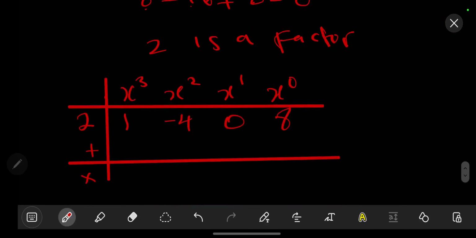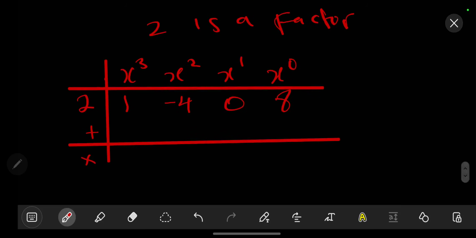Then we are going to drop the first number, 1, and multiply 2 times 1. This will give us a 2. Add negative 4 plus 2, which will give us negative 2. Multiply 2 times negative 2.